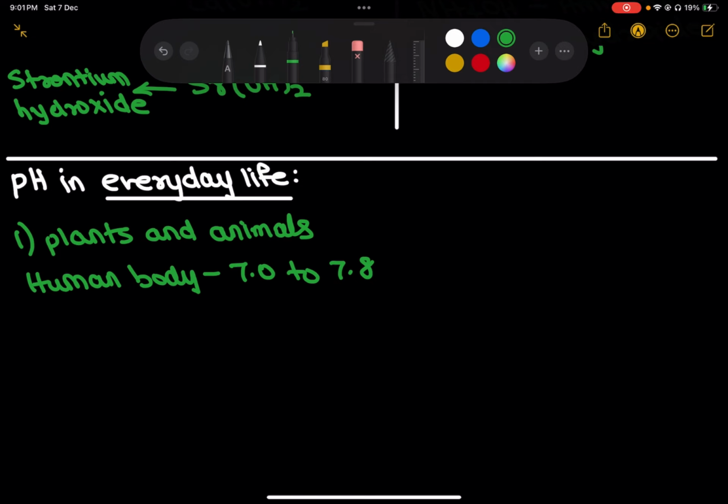right? So basically, living organisms can only survive in a narrow range of pH change, right? There is not much space. There is not much difference between 7.0 and 7.8. So it's a very narrow range basically.